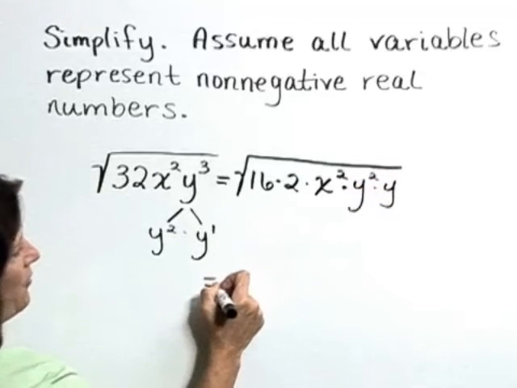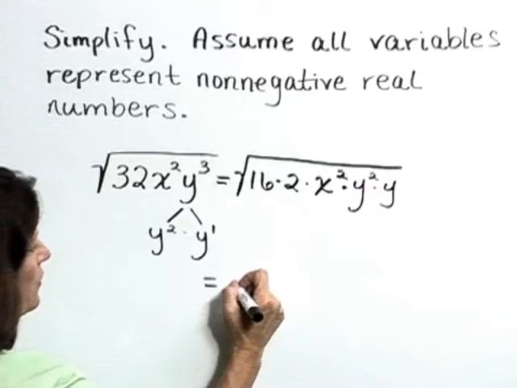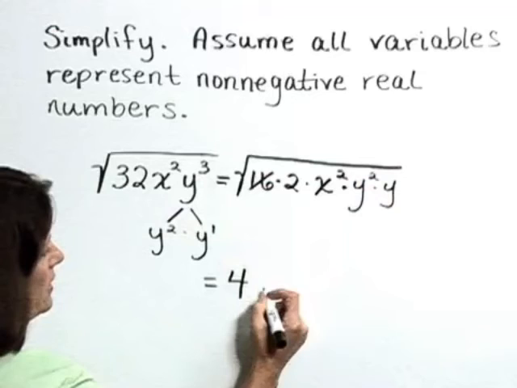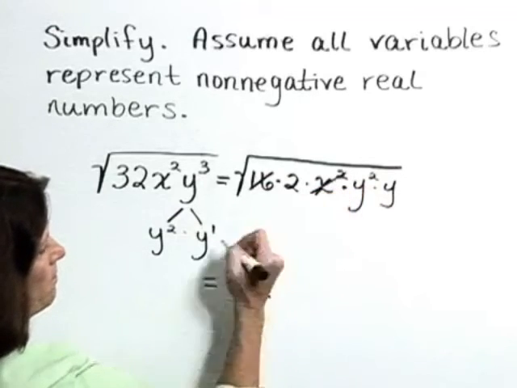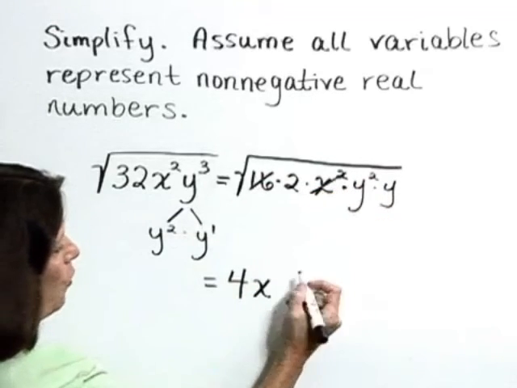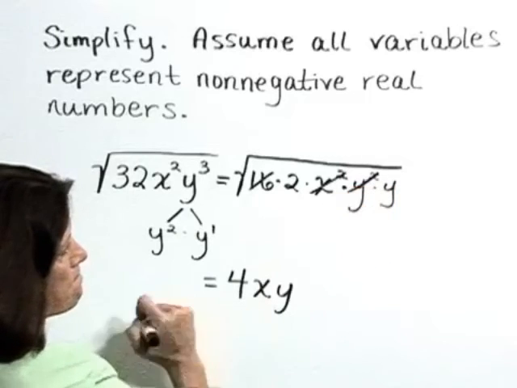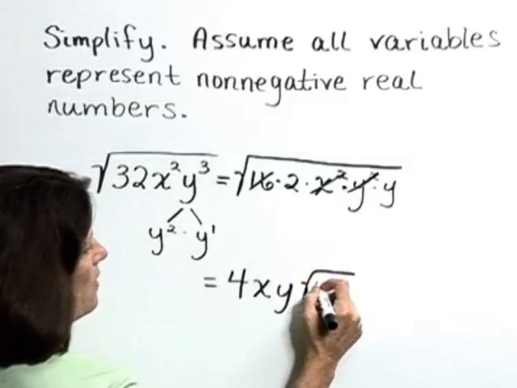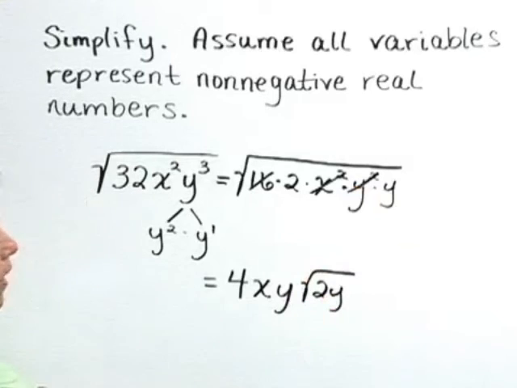Now we're ready to simplify this completely. The square root of 16 is 4, so that comes out. The square root of x squared is x. That's gone. And a square root of y squared is y. So that came out as well. Underneath the radical, we have left the 2y. So our simplified form is 4xy times the square root of 2y.